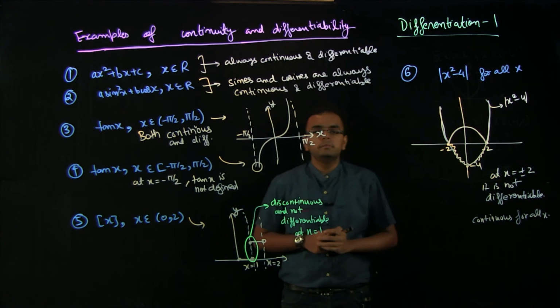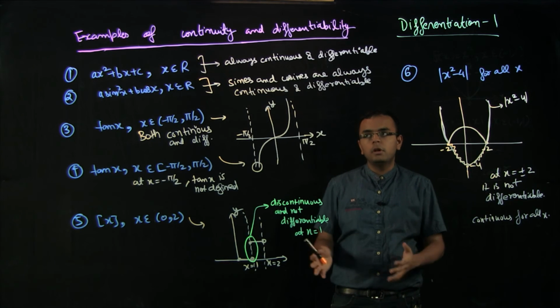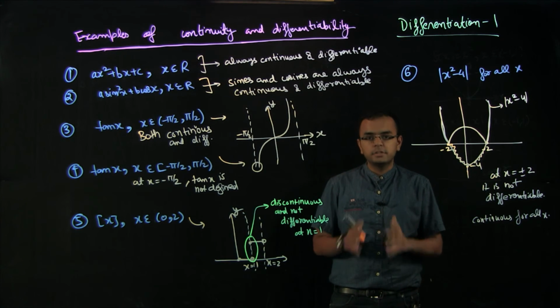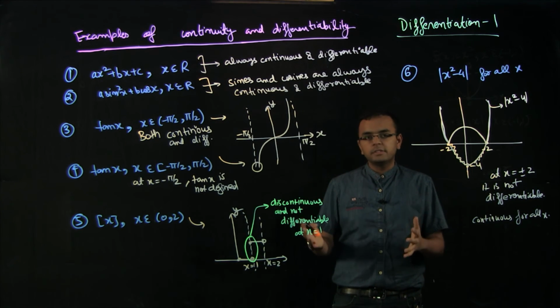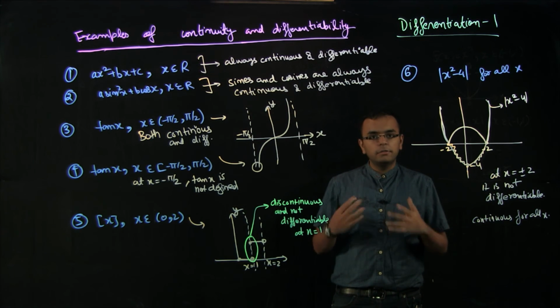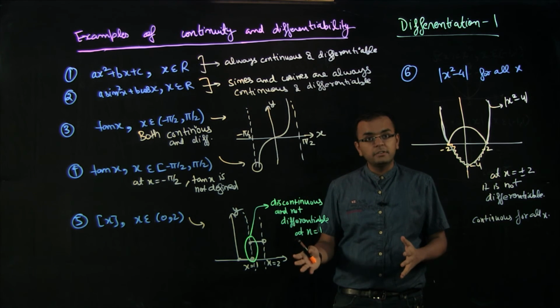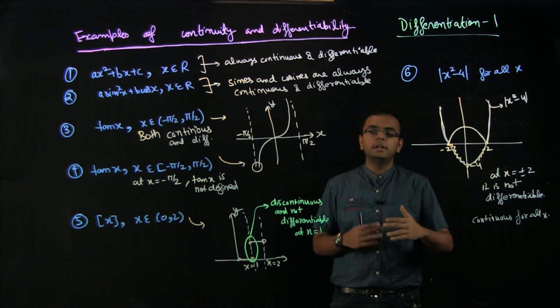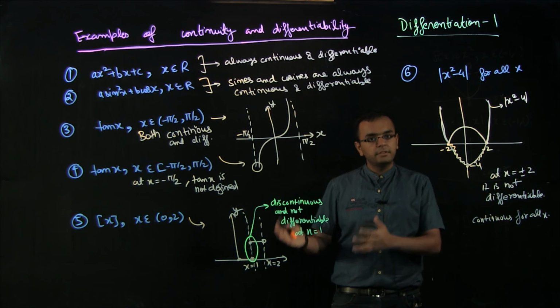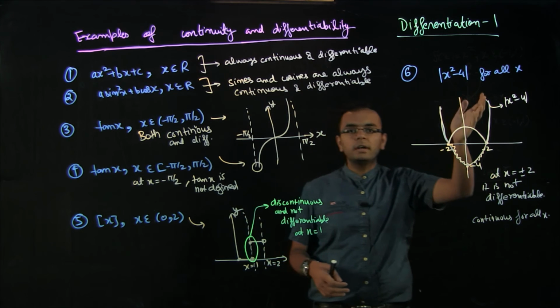Okay, so I hope you understood from this video that all polynomials, sines, cosines are differentiable and continuous. When you get functions like tan x, wherever it is not defined, they are discontinuous and not differentiable, if that point is included in the domain. Then you have the greatest integer function of x, wherever there is discontinuity, it is not differentiable, as we have discussed in the last video.